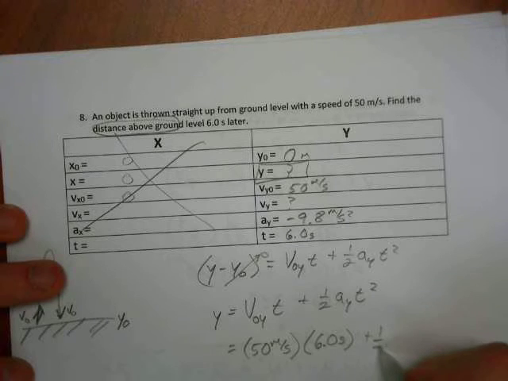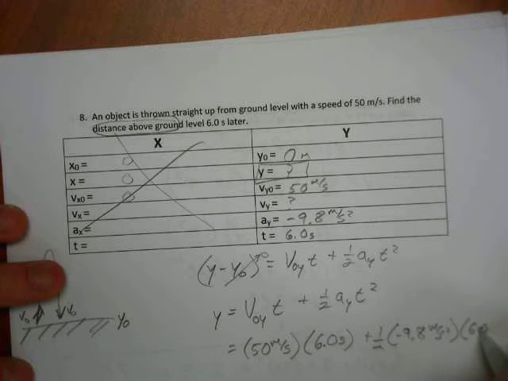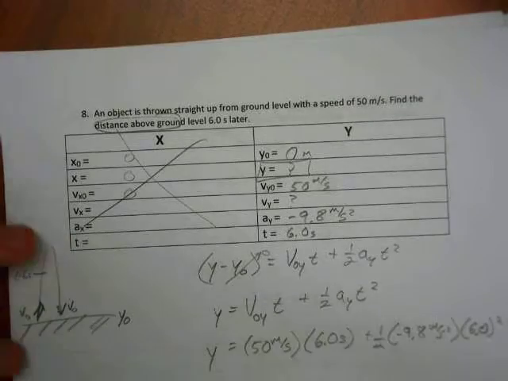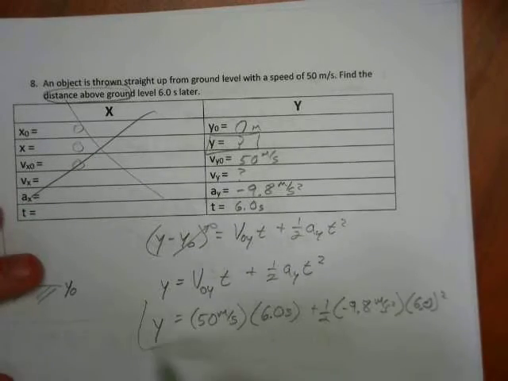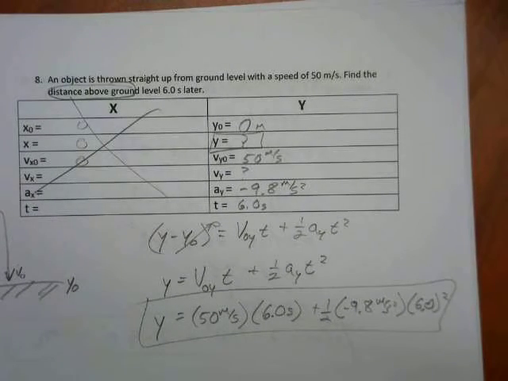Plus 1/2 times negative 9.8 meters per second squared times 6.0 squared. Again, I forgot to bring my calculator with me, and I don't want to stop recording, but you can churn that out and get a number.